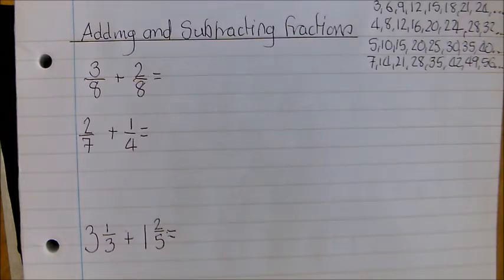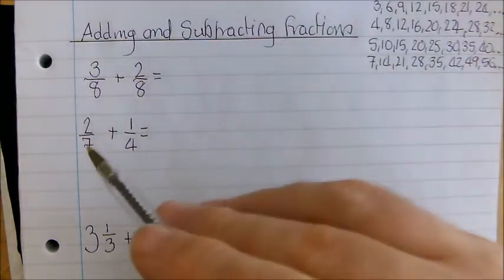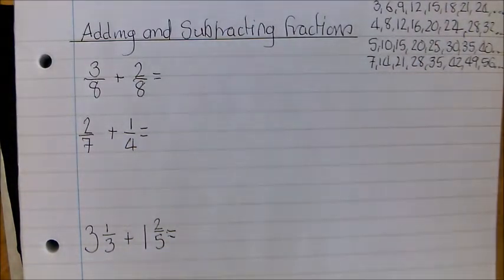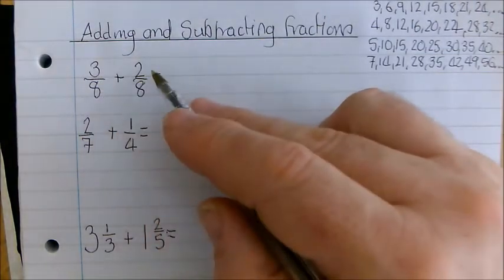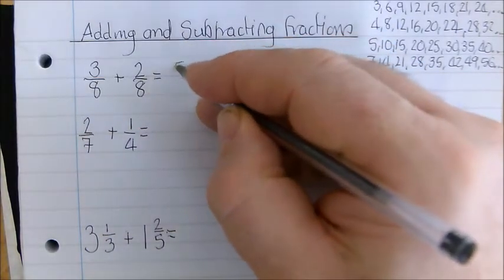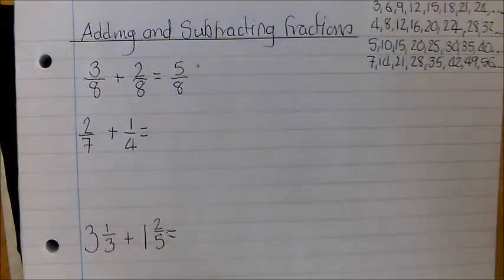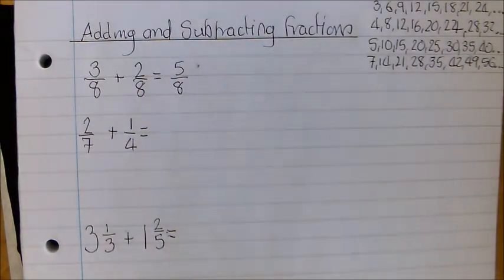Firstly, you cannot add fractions if their denominators are different. So you must always have a method of changing the denominators so they are the same, finding common denominators. Once they are the same, then you simply are adding numerators. So 3/8 plus 2/8 is 5/8. Every fraction now can be added together if the denominators are the same, and subtracted.